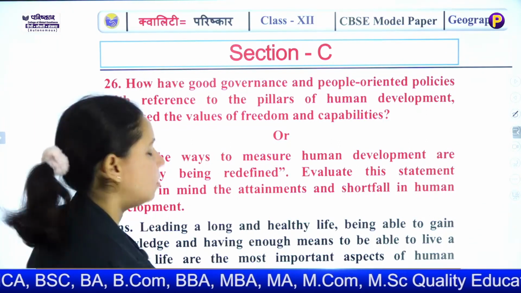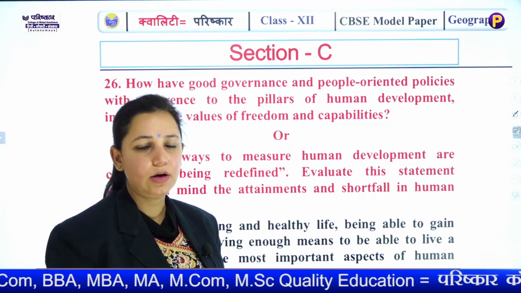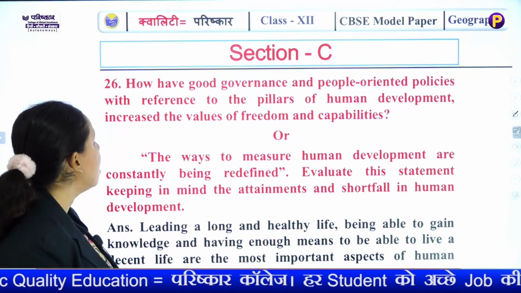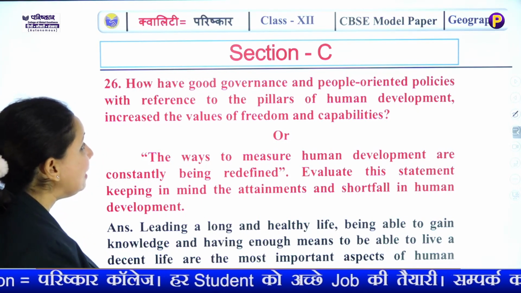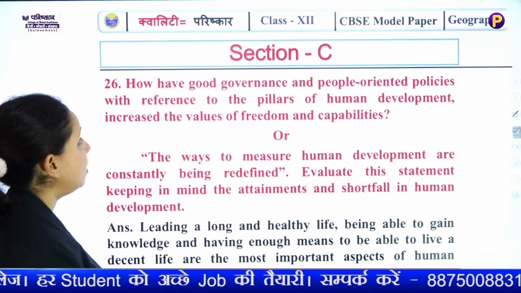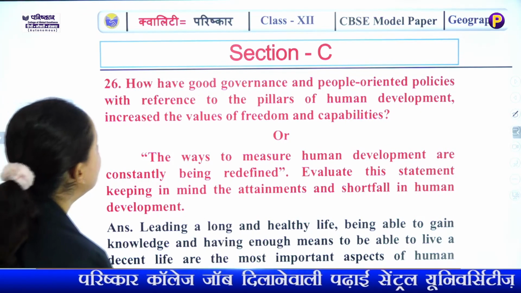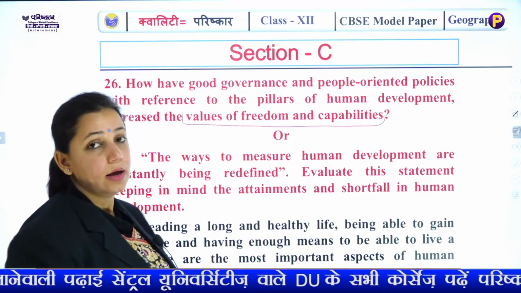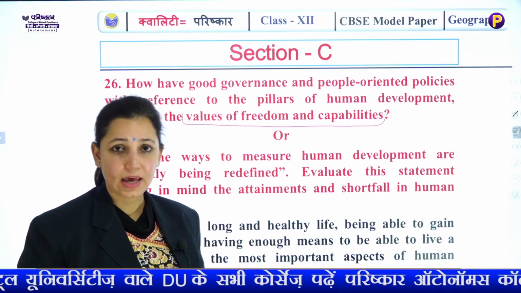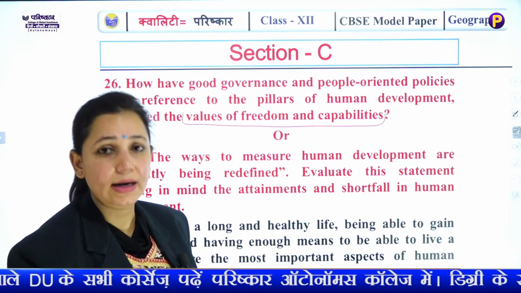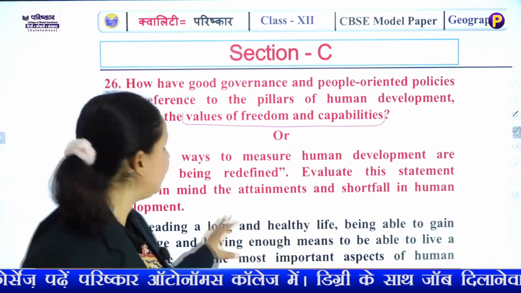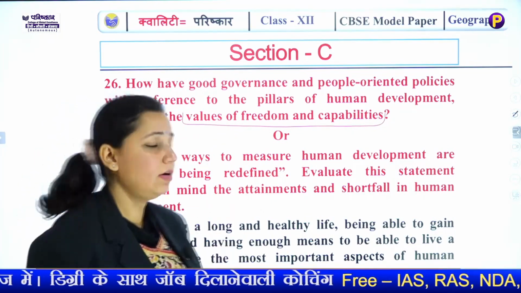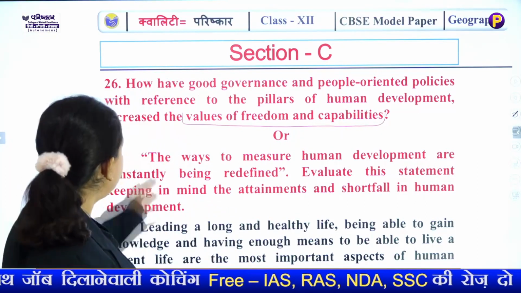Now our next question was very easy, but you have to answer it in a very proper manner. The next question is: how have good governance and people-oriented policies, with reference to the pillars of human development, increased the value of freedom and capability? First try to understand this question. You have to explain the pillars of human development, and while explaining them, you have to answer that the value of freedom and capability is given more weightage. It has an internal choice.